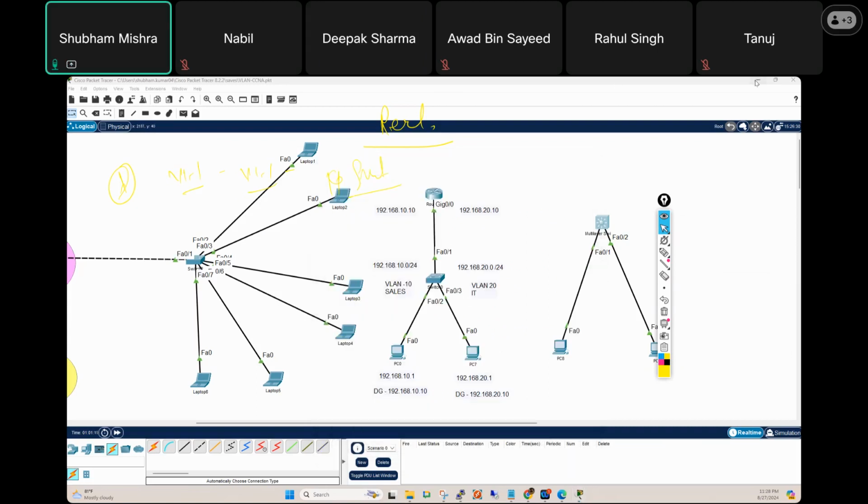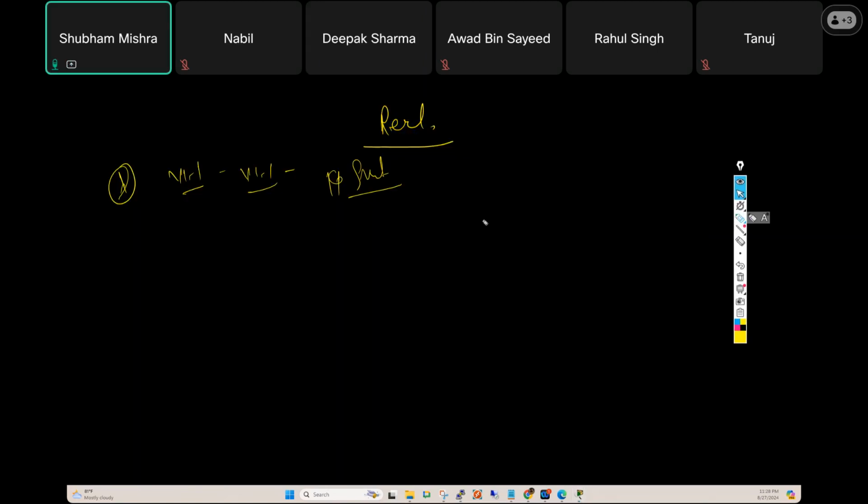Generally, we are doing it like this. What we are doing, guys, is we just shut down VLAN number 1. The reason is the security reason, because everyone is aware of VLAN number 1. Are you getting my point? So that's the reason generally we shut down VLAN 1.